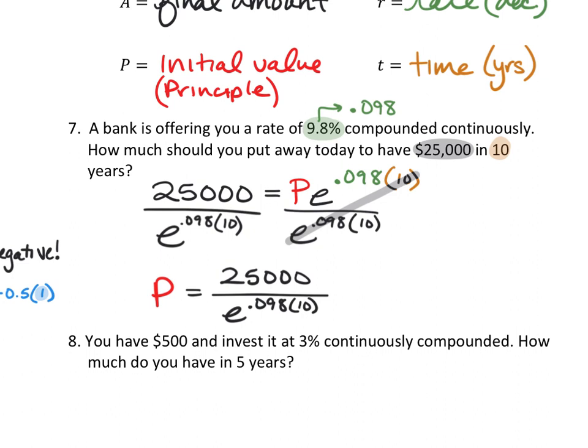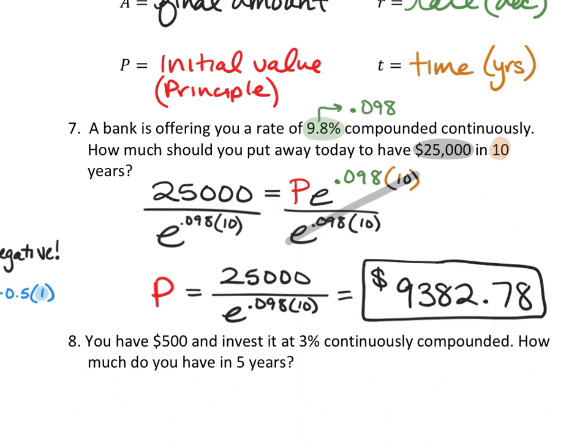So right now in your calculator, make that fancy fraction. Do 25,000 divided by E raised to the 0.98 times 10 power. A lot of typing. I'll give you a second. The principal investment that I should start with to make sure I have 25 G's by the end of 10 years should be $9,382.78.